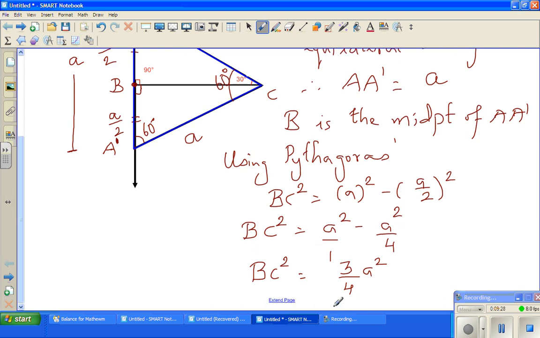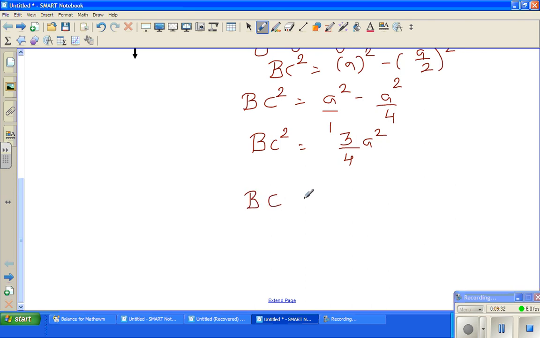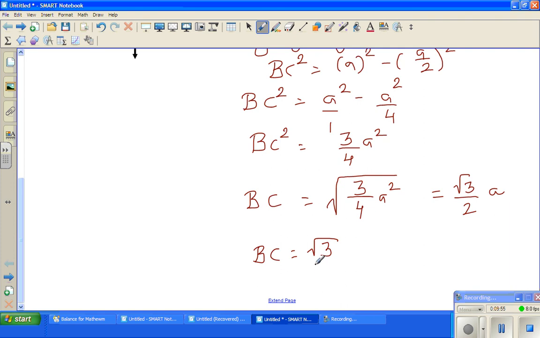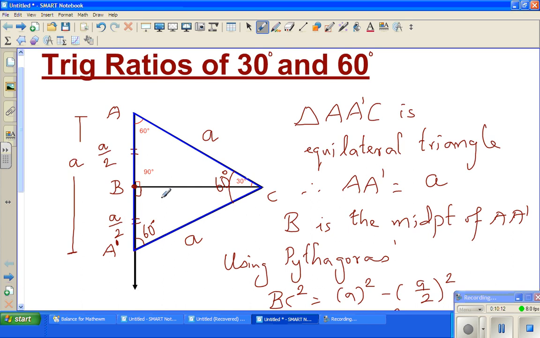If you now take the square root of both sides, BC is the square root of 3 over 4 A squared. You can find the square root of 4, and you can find the square root of A squared. You can't exactly find the square root of 3, so you'll leave the square root of 3. Square root of 4 becomes 2, and square root of A squared becomes A. So BC now becomes square root of 3 over 2a.